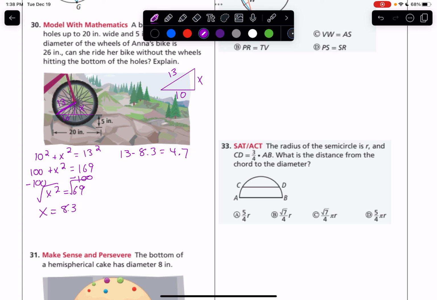So I can say the tire is 4.7 inches deep in the 5-inch hole.